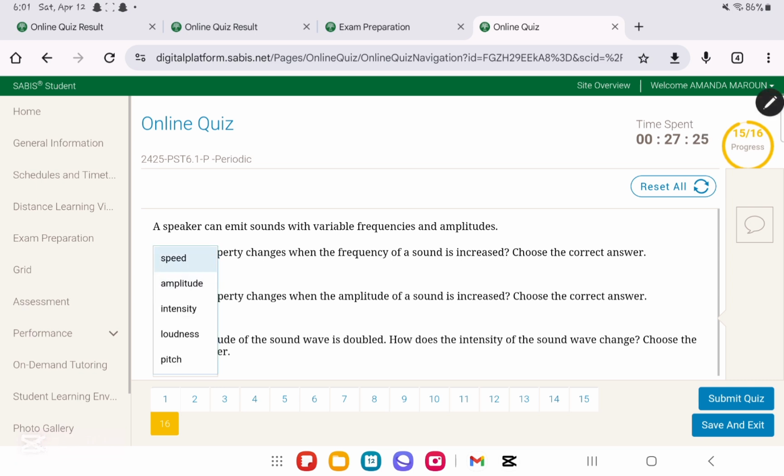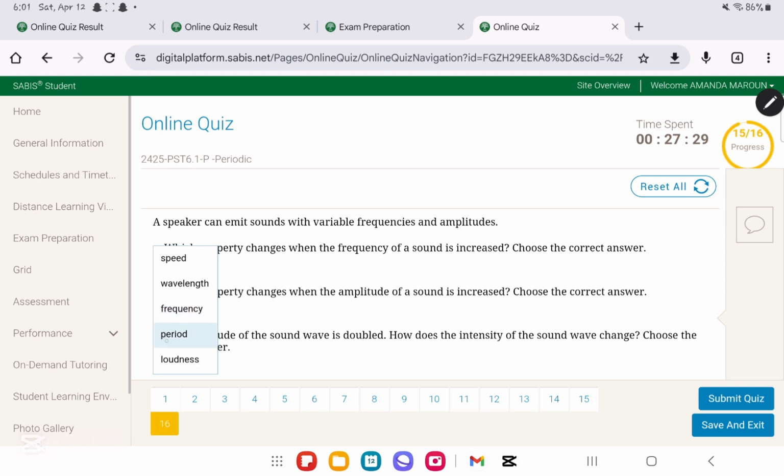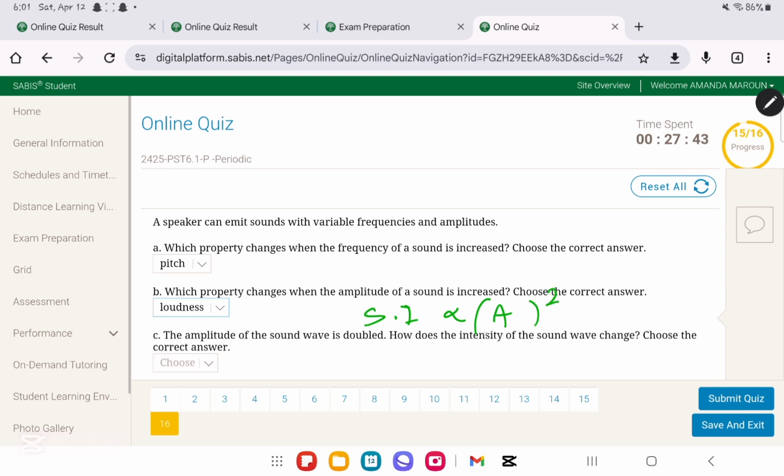So which property changes the frequency? It is the pitch. Which property changes when the amplitude is increased? It is definitely the loudness of a sound. And now finally, the amplitude of the sound wave is doubled. We know that the sound intensity is directly proportional to the amplitude squared. So if the amplitude is doubled, it becomes 2 amplitude. So now you'll have to square it.